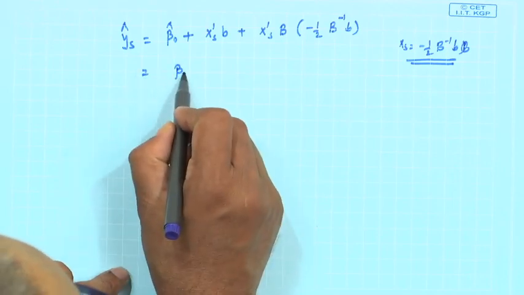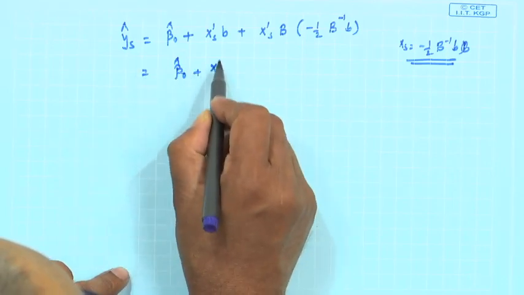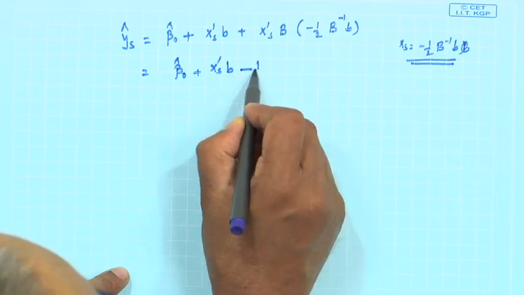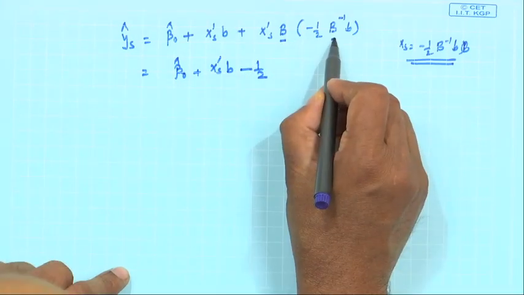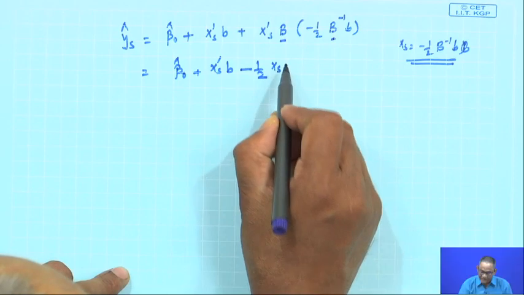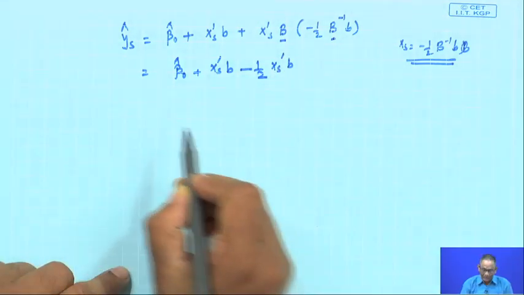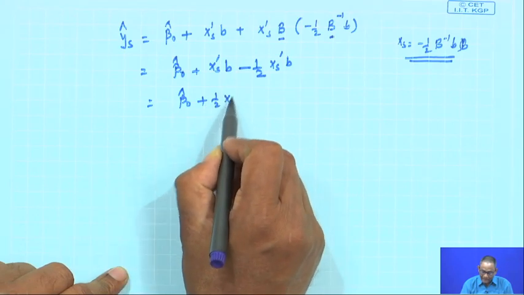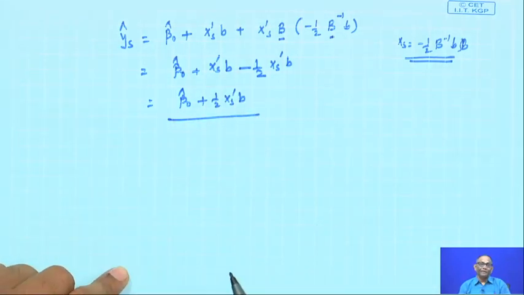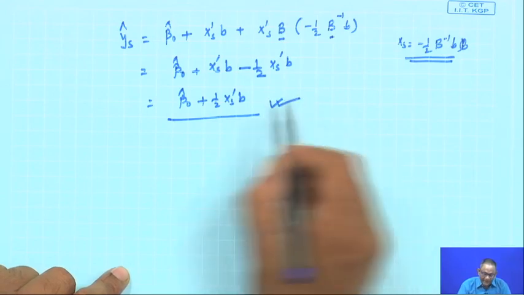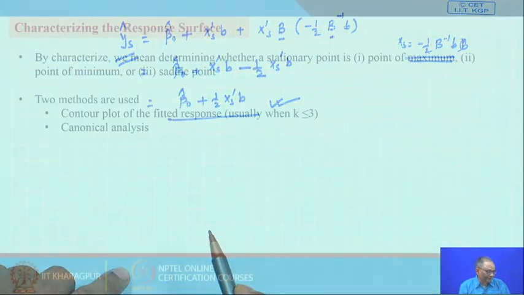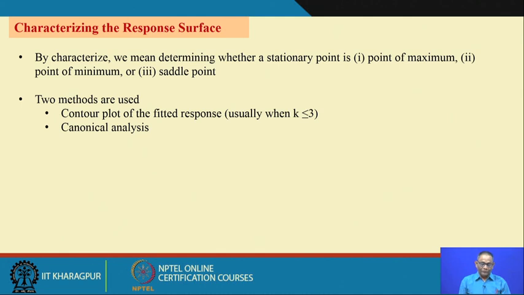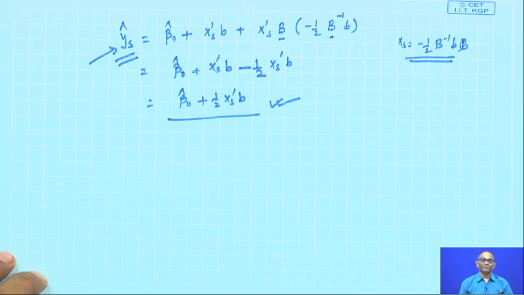So, what is this? Then this is beta 0 cap plus x s transpose b minus half b, and b inverse will be I. So, this is nothing but x s transpose b again. So, then this one is beta 0 cap plus half of x s transpose b. So, this is the predicted value at the stationary point. Now, we want to know whether this value is the optimum value or not.